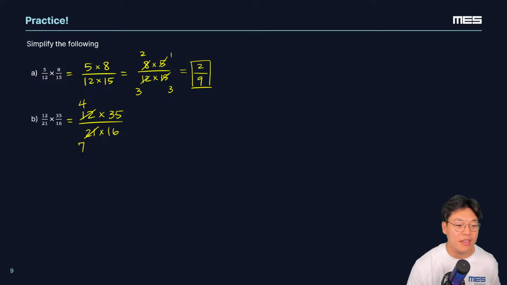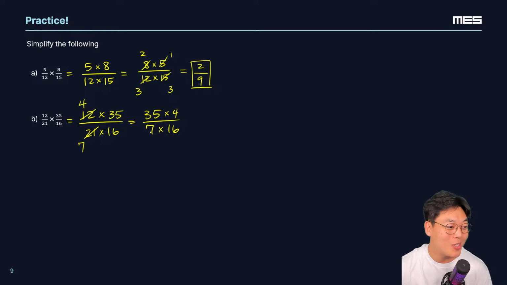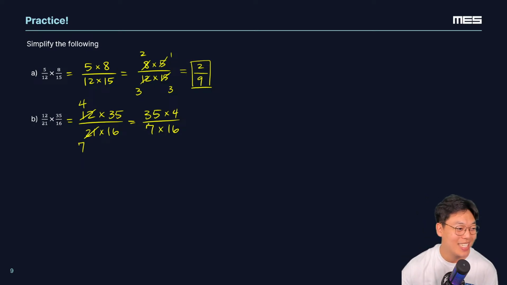4 and 7 don't have anything in common. So now let's try changing the order of 4 times 35 and saying 35 times 4 all over 7 times 16. Now take a look. Yeah, that was really fast, right, Max? We got to lock in. 35 and 7. What do these have in common?